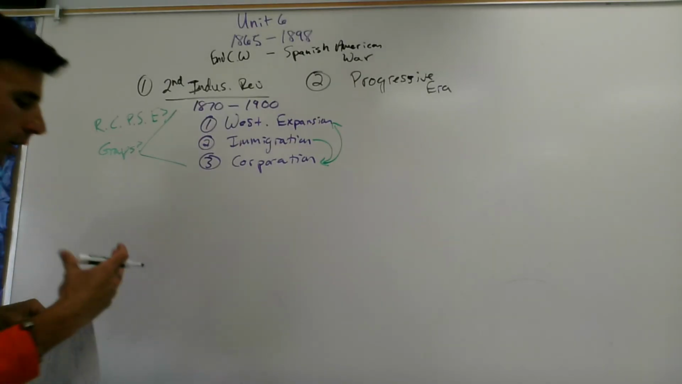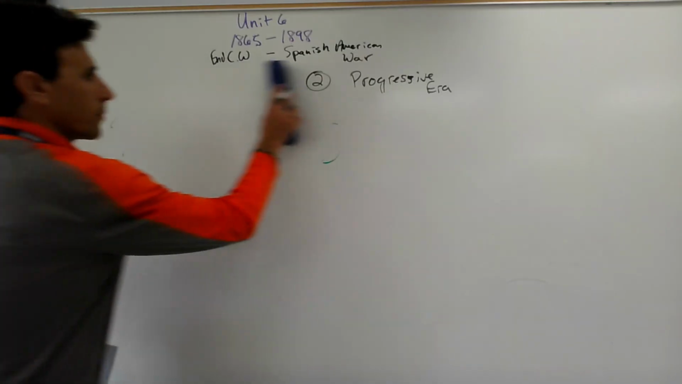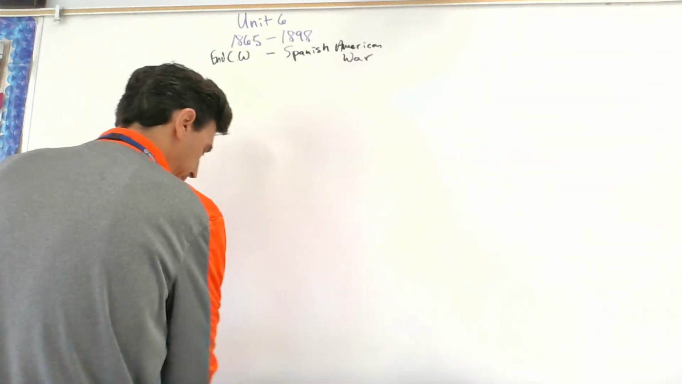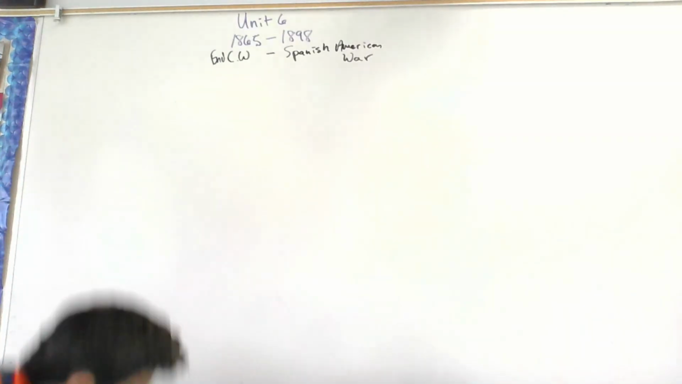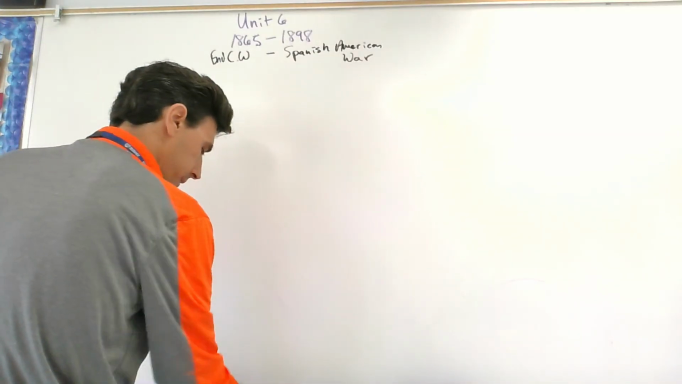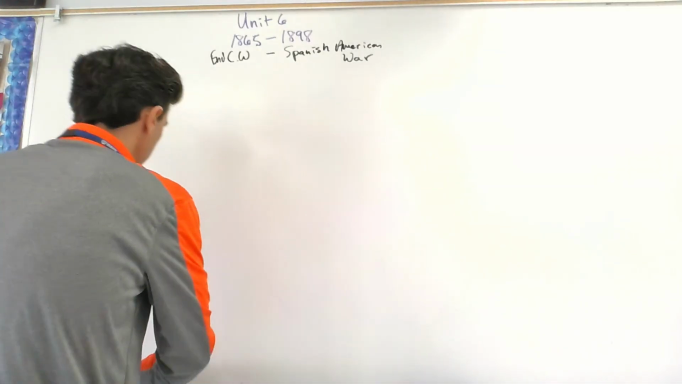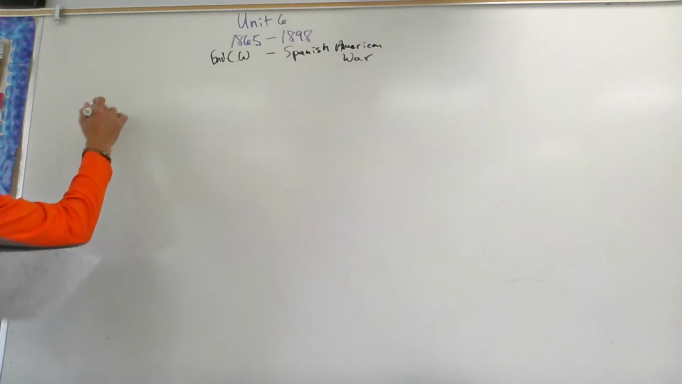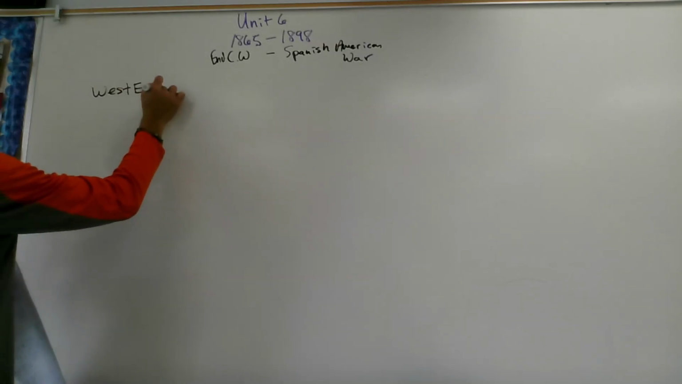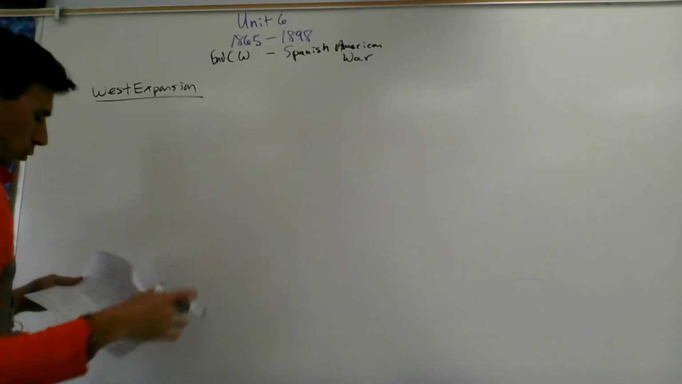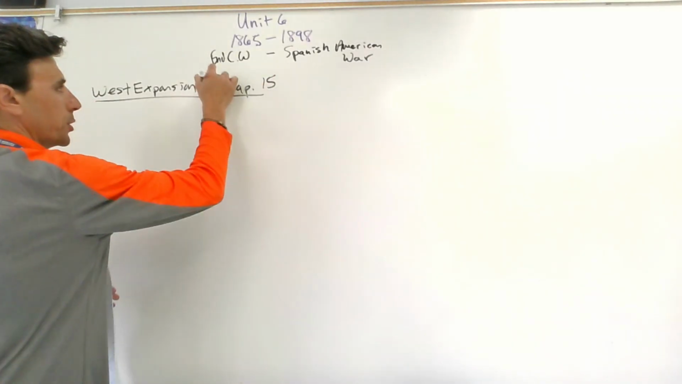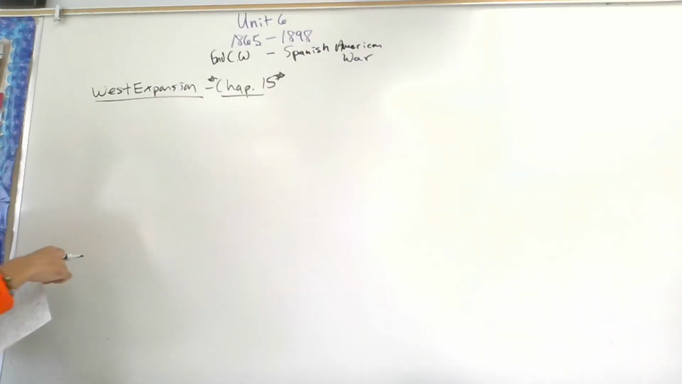So let's start with the lead up to this unit, kind of where this thing starts. Let's start with westward expansion and contextualize how it kicks off. This is obviously post-Civil War. By the way, this is chapter 15. This was a very important chapter. You should go back and reread it. I've said that 1,000 times.